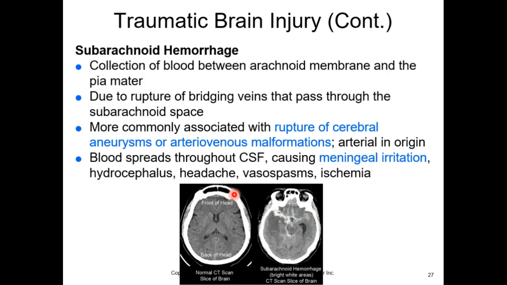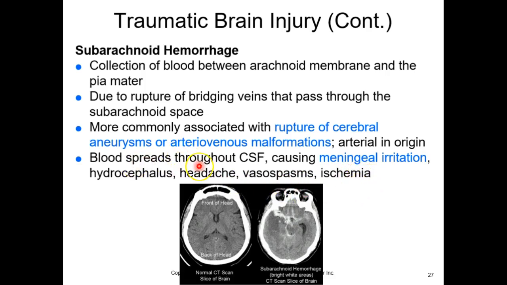Okay. And then subarachnoid, what you're going to see is you're not going to have that really obvious change. What you're looking for is those inflammatory color changes. The issue here, I'm going to ask you for time scale on your worksheet today. It's going to be really variable. The issues related to subarachnoid, like I mentioned earlier, are about that inflammation. You're going to have meningeal irritation. There's going to be headache, vasospasm, ischemia.